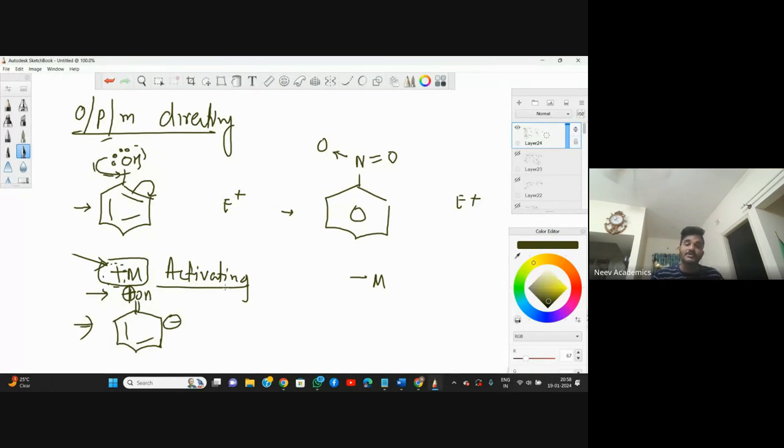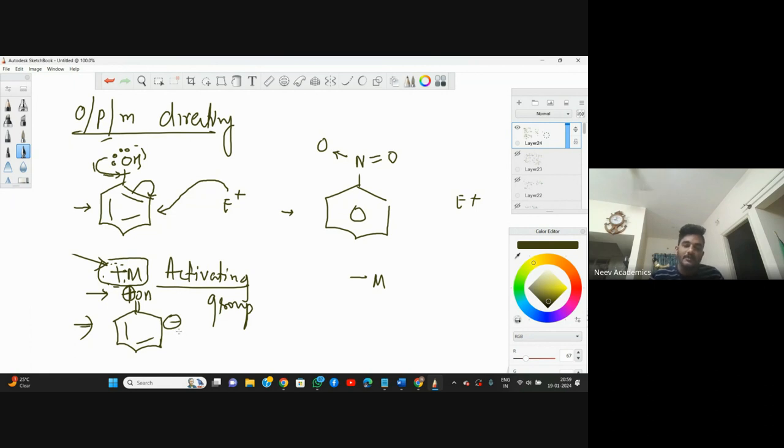Now we are pushing more electron density towards our benzene, meaning the attraction of the electrophile towards the benzene will be increased again. Why? Because electron density is already there. We are pushing more electron density towards the benzene, meaning the electrophile will be attacking at a higher pace. So that's why we are activating the benzene ring towards our electrophilic substitution reaction through a group, and this group is called an activating group or plus M group. Do you understand or not?